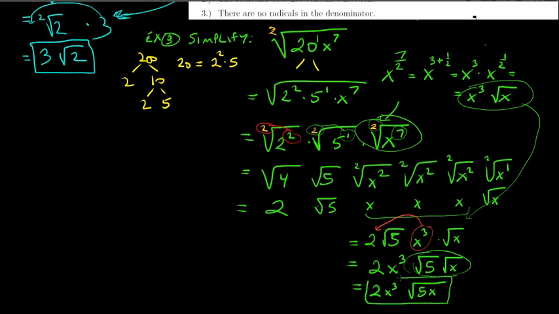And there's our final answer, right? So the original problem was up here, the square root of 20x to the 7th. When you simplify it, it becomes 2x cubed times the square root of 5x. Okay.